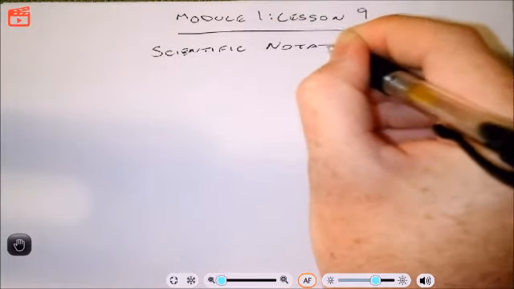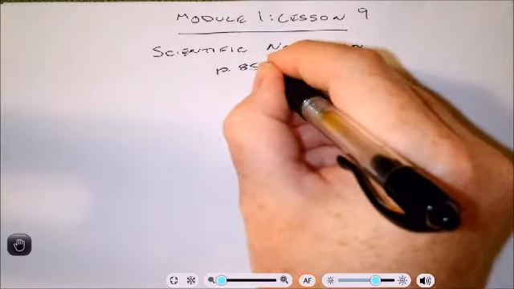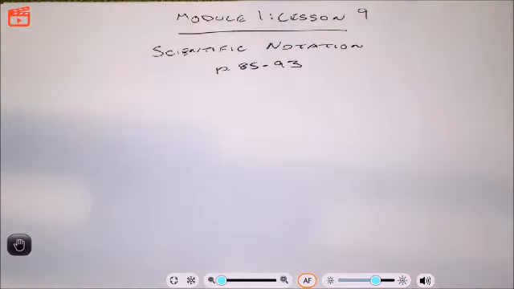So for this lesson, you will need pages 85 through 93 of your book. So make sure you have those out with you and ready to go.